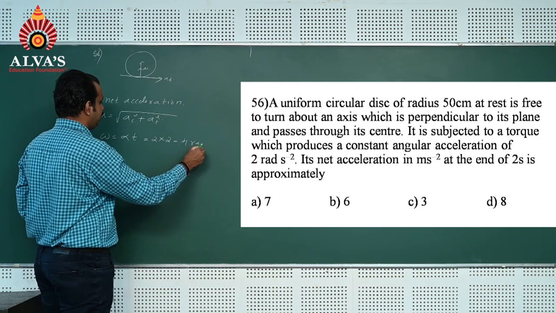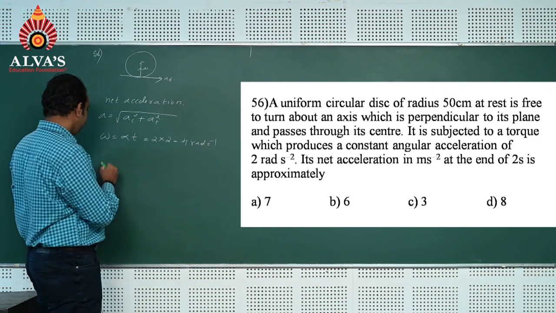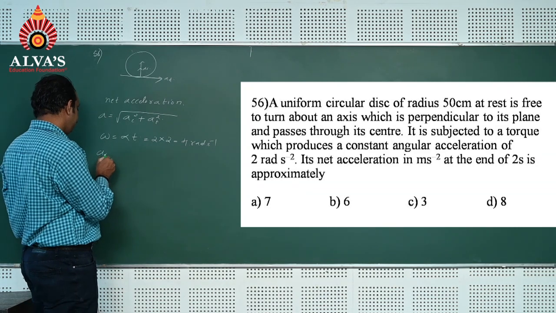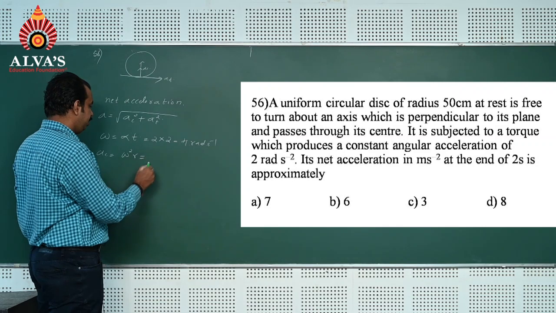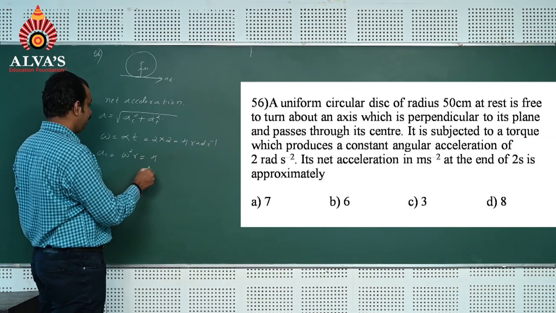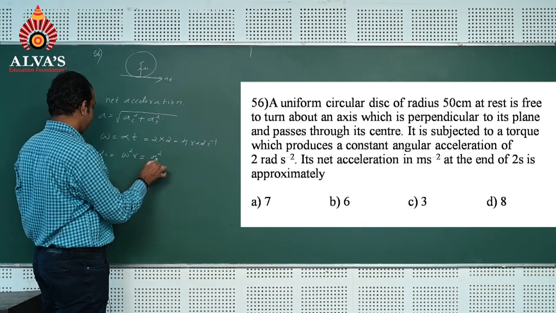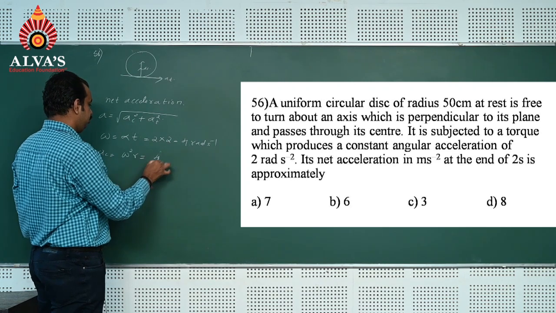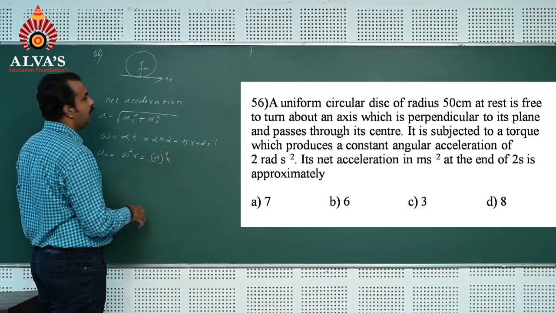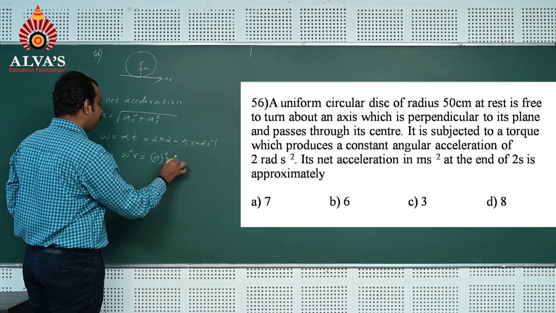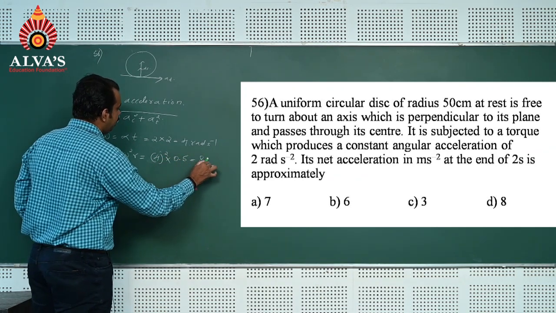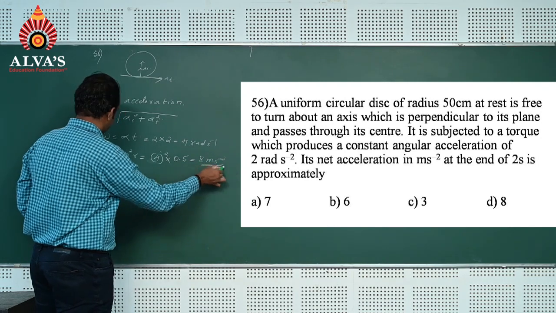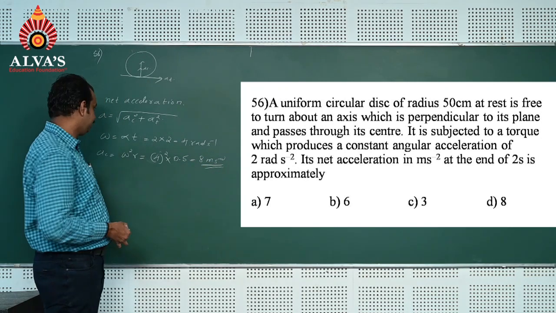Here centripetal acceleration AC is equal to omega square into r. It is 4 square into r. R is 50 centimeter. 50 centimeter means 0.5. It is 16 into 0.5, which means 8 meter per second square. This is the value of centripetal acceleration.